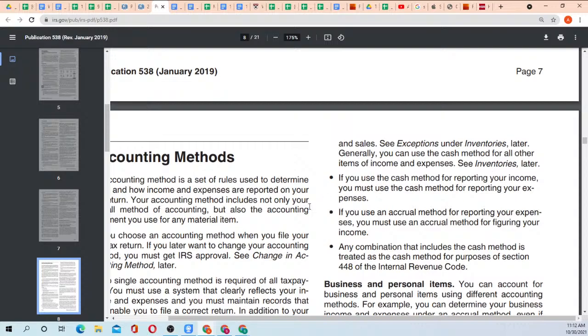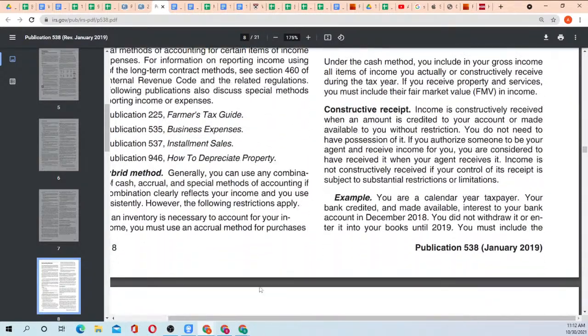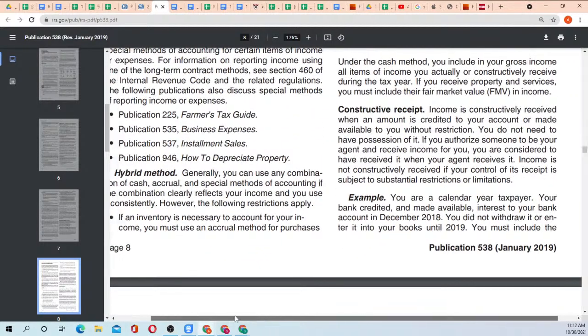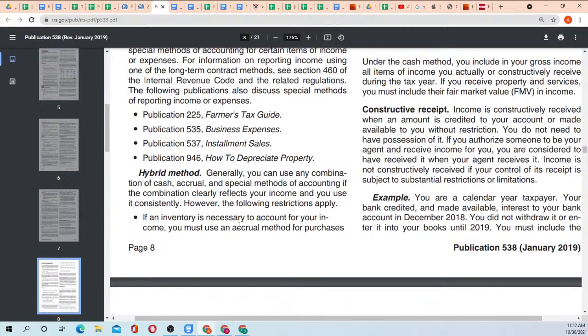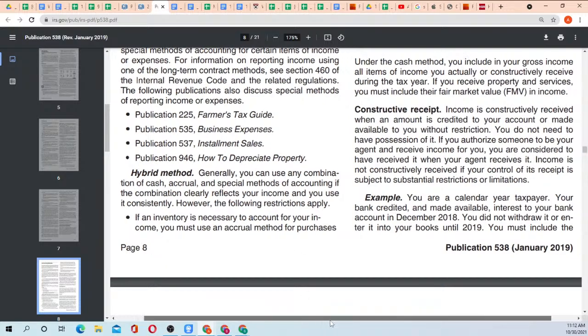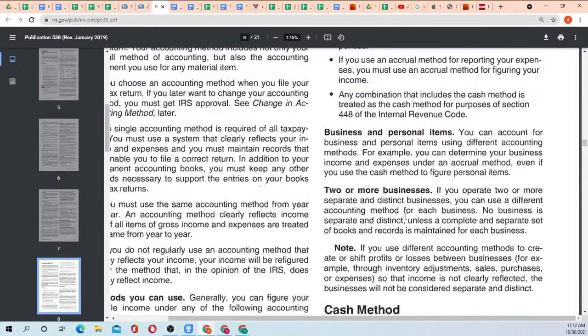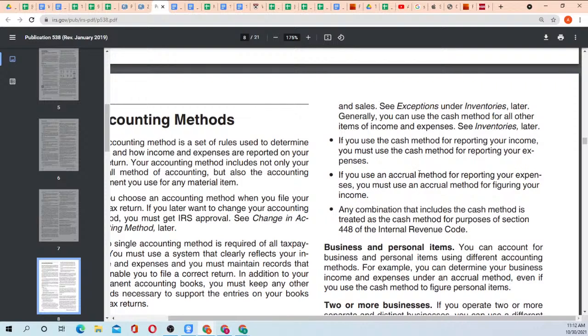See Inventories later. So if your business trades inventories, if you sell inventories, if you resell inventories, most likely you will have to use an accrual method for that. That means that you will expense inventories only when you sell them.